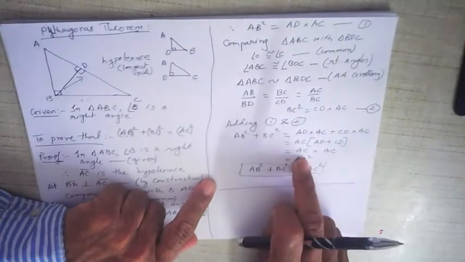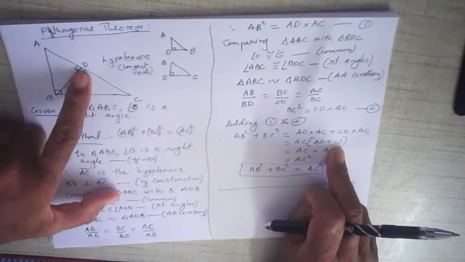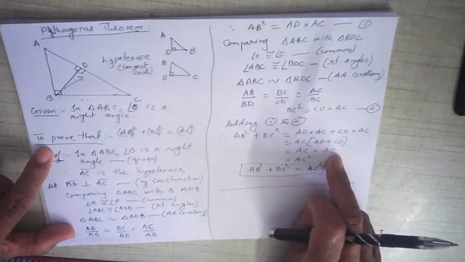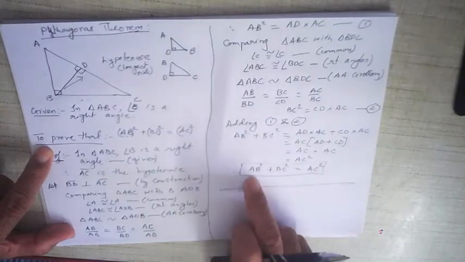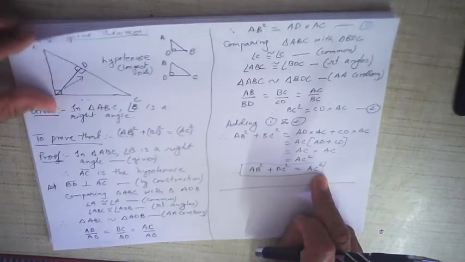Take AC common. AC into AC, since AD plus CD is AC. AC into AC, AC square. So AB square plus BC square is equal to AC square. So this is extremely important. This is called Pythagoras theorem.